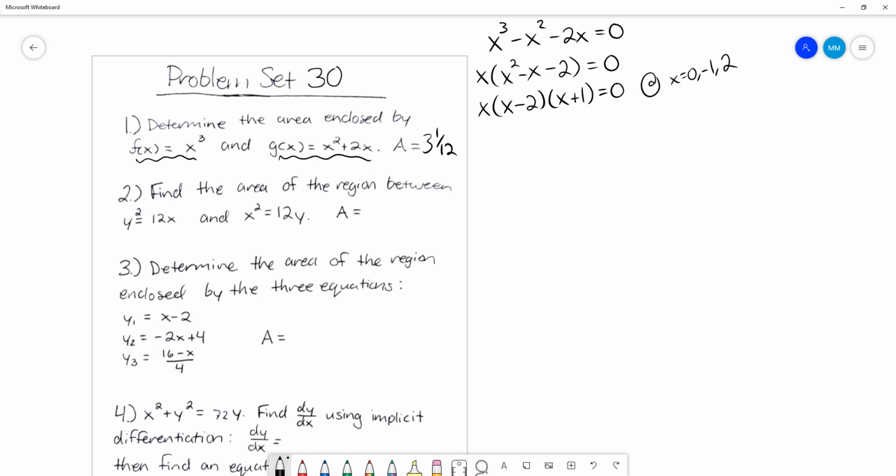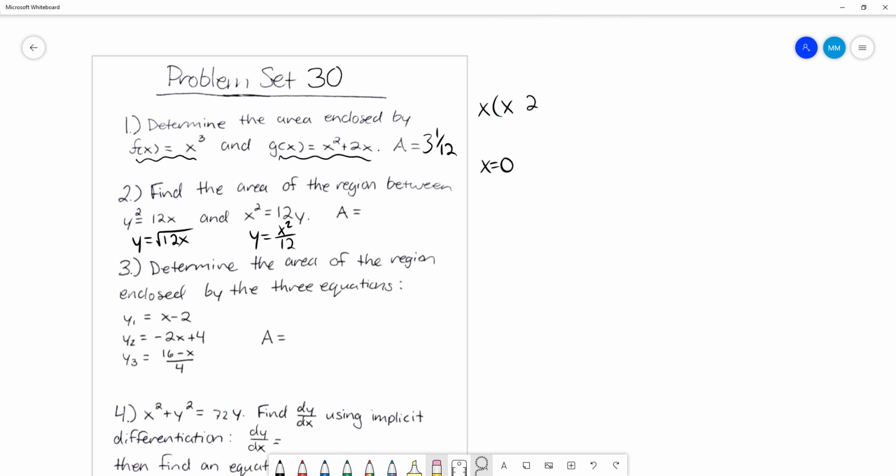In this case, let's see, I want to turn them both into y equals equations. So y squared equals 12x, that's going to be y equals square root of 12x. X squared equals 12y, that's going to be y equals x squared over 12. And of course, we want to find those intersection points, so we want to set those equal to each other. I first see that they're both going to be equal when x equals 0, of course. So we'll keep that in mind as an intersection point. Let me just erase those up there so we don't get confused. Okay, so one intersection point is x equals 0.